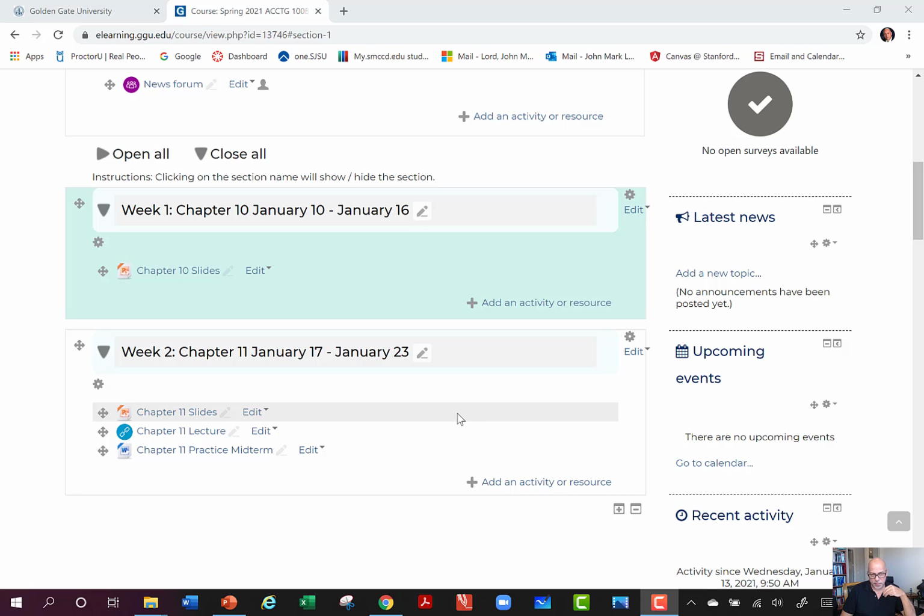Then I'll have a practice midterm. I will do a separate lecture for those practice midterms, and I'll go through those with you. So that will be the main structure of the course. We will look at the slides together, we'll look at the practice lectures together, and you'll have your homework that's in Wiley Plus.